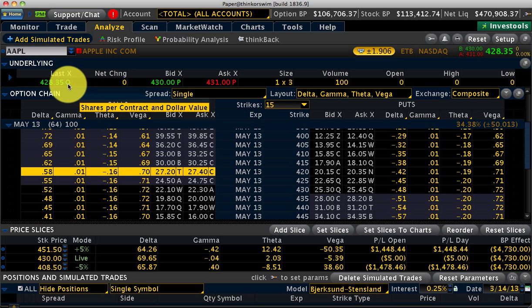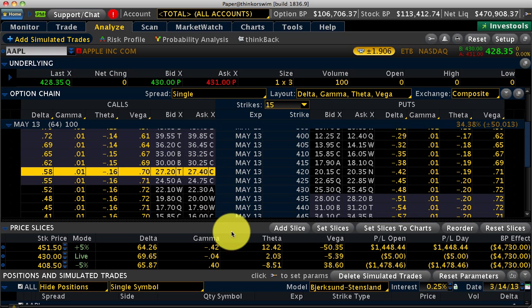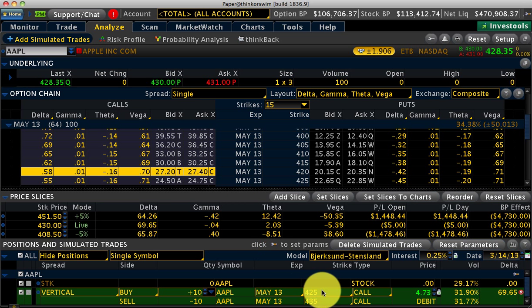So what we're looking at is Apple. Apple's at 428 and we're looking at the May series, which has 64 days to expiry. So you can put on a bull call spread a couple of different ways. You can construct a bull call spread, let's say at the 425 level. You buy the 425 call and you sell the 435 call. So it's a $10 wide spread and you're going to pay $4.73 as a debit for this spread.